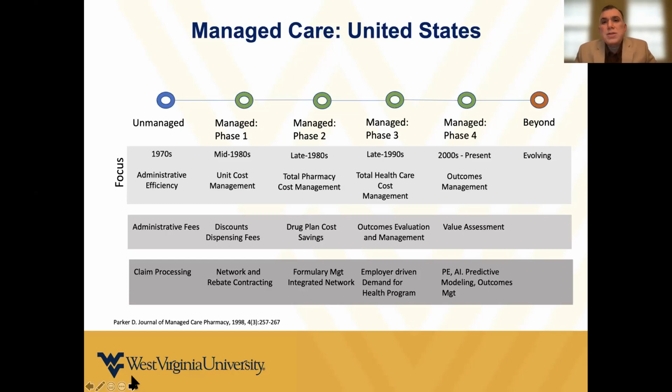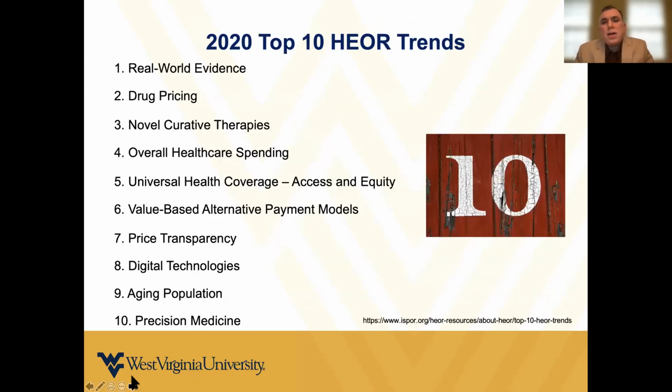So next slide, please. In the same line, moving to present times, here are the top 10 HEOR trends that ISPOR publishes every year. So in 2020, there is no surprise to see drug pricing, price transparency, and alternative payment models as some of the top trends. Also included in the top trends are novel curative therapies and precision medicine.